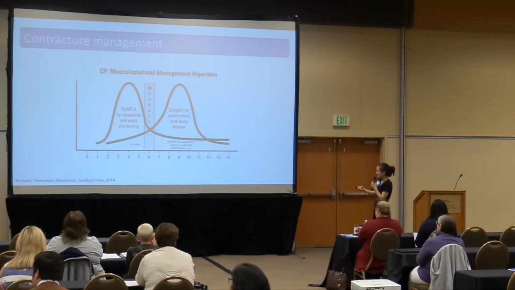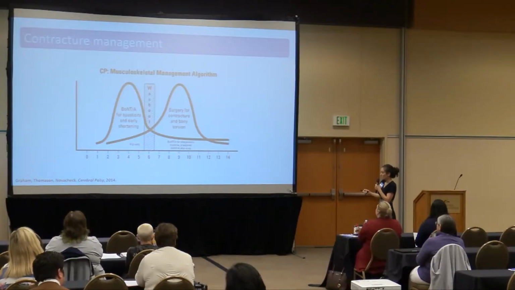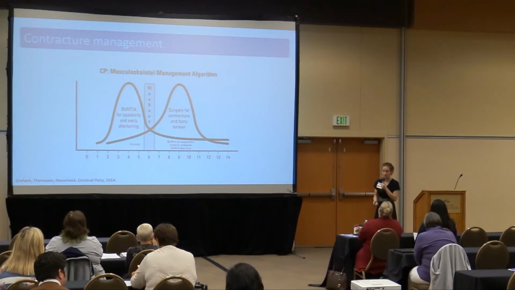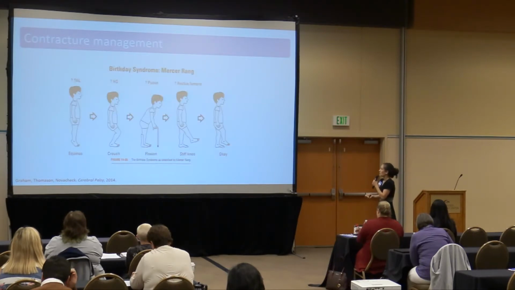And so we typically see in kids who are younger, we're doing more Botox, maybe casting, and then as they get older, we're doing more surgery for contracture release. The reason is that for certain muscles, the gastrocs in particular, if you do surgery before age 7, we know that kids tend to require a second surgery. So oftentimes we'll try to put that off as much as we can so that they require 1 surgery. And I think this probably will change as people are using less Botox.